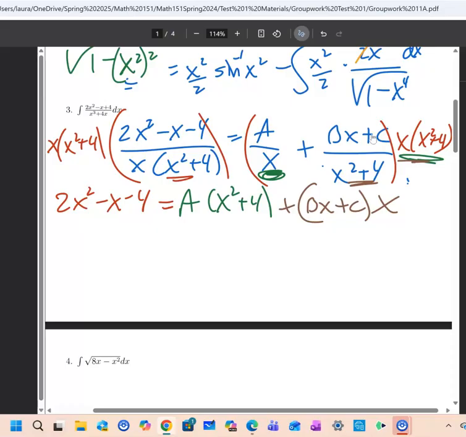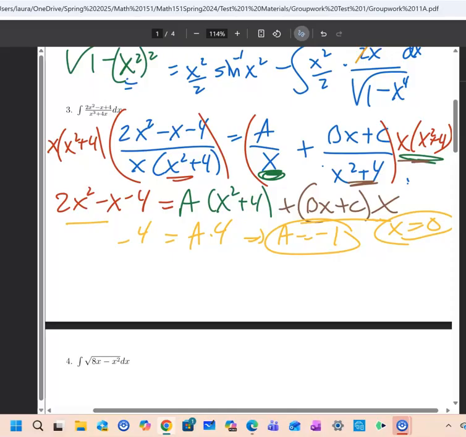Now I'm looking for a good number to plug in. I'm thinking x equals 0 is a good number. It's the one good number, right? So when I plug in x equals 0, that's gone. Plug in x equals 0, I get negative 4 is equal to A times 4, right? So that means A is negative 1. Got one number. All right, now I need to think about how I'm going to approach finding the other numbers.